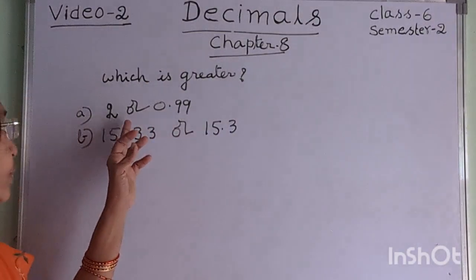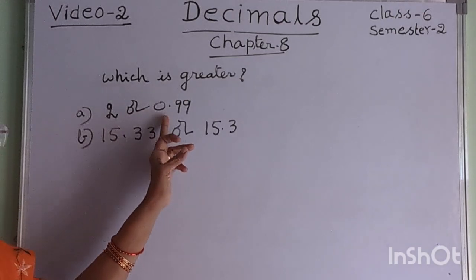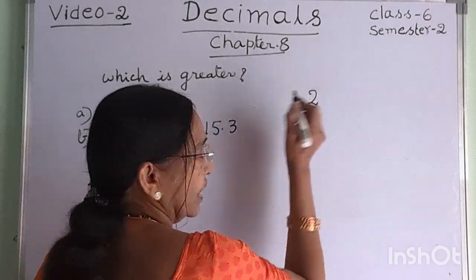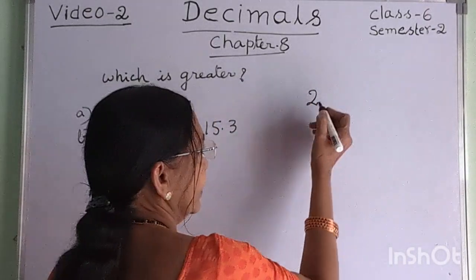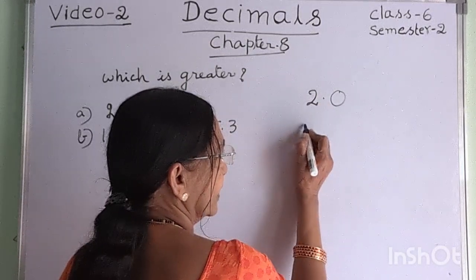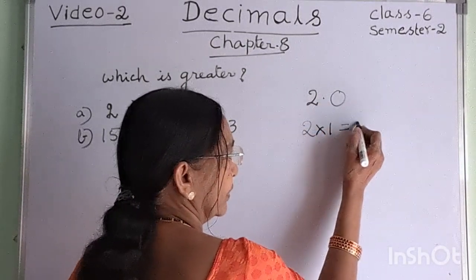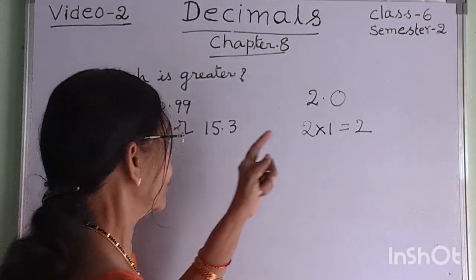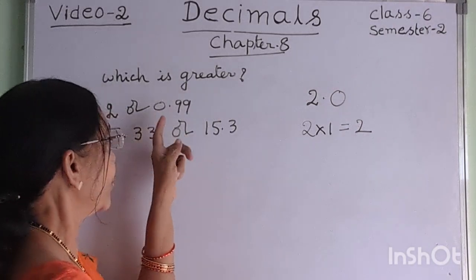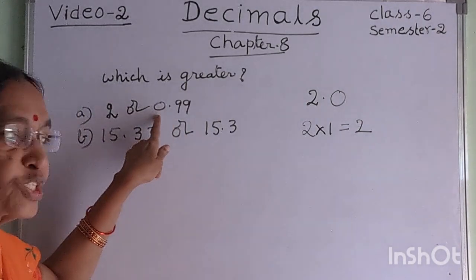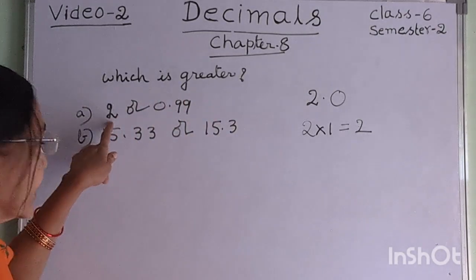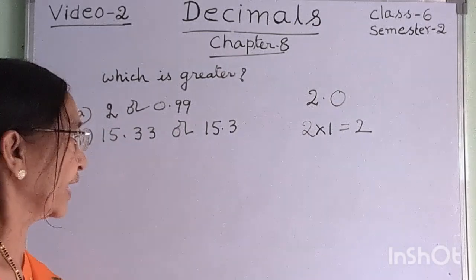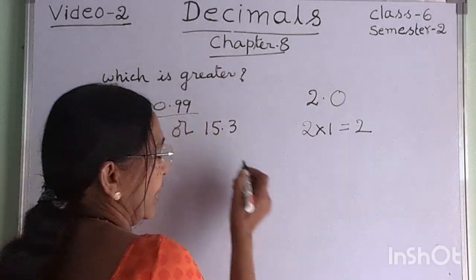For example, which is greater, 2 or 0.99? Here 2 is in the ones place. After the decimal there is no place. Therefore its value is 2 into 1, which is equal to 2. Here there is no number in the ones place, but here there is a number in the ones place. Therefore, we can tell that 2 is greater than 0.99.